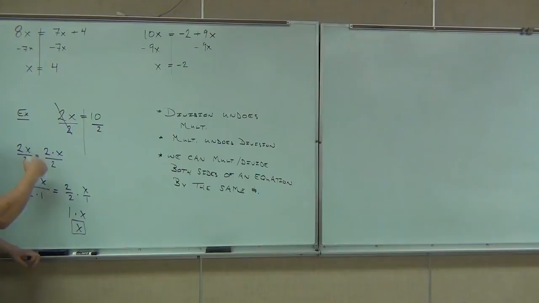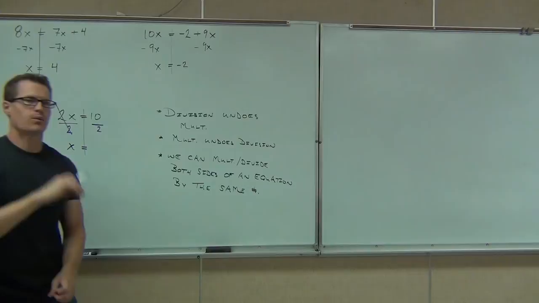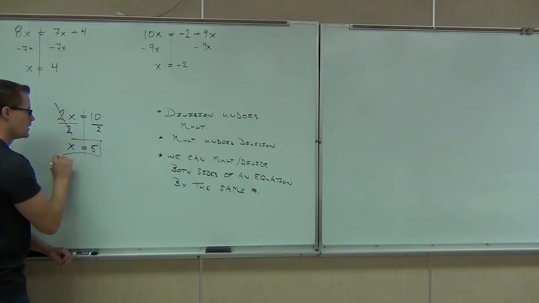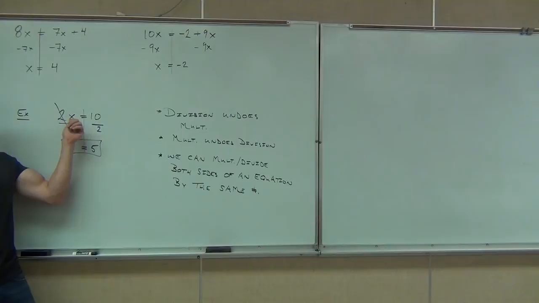So what is left on the left-hand side of our equation? x. On the right-hand side, we have 10 divided by 2. Let's do that. What is 10 divided by 2? 5. Perfect. Now, can you plug that in and check your solution? Yes. At least in your head, you should be doing that. So we plug this back in. 2 times 5 is 10. Hey, that's true. We get this one right.